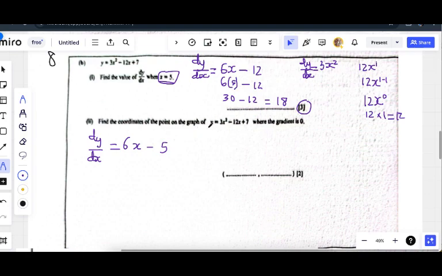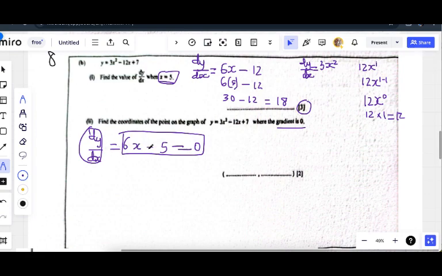Find the coordinate point on the graph of y equals 3x squared minus 12x plus 7, where the gradient is 0. First, you differentiate this. I said the differentiation means the gradient. So when you differentiate it, you equate it to 0 because they say the gradient is 0. You equate this one to 0 and you find the value of x. See? We solve this one. Because this 0 is equivalent to this dy over dx. This 0 has replaced it because they say the gradient is 0. This dy over dx means gradient.